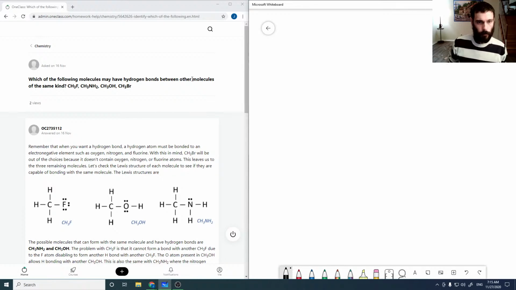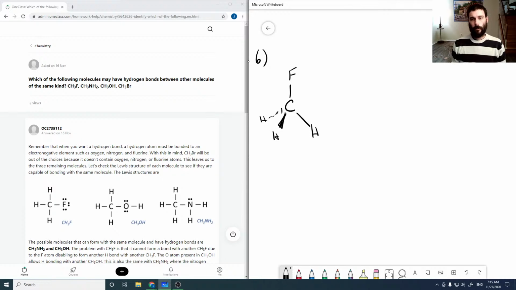Okay, so which of the following molecules may have hydrogen bonds? This is my 6th one. So I'm just going to start off by drawing some of the structures. So for CH3F, we've got carbon, hydrogen, hydrogen, hydrogen, fluorine. So for a hydrogen bond, we need some electronegative atom bonded to hydrogen. So in this case, we don't have that.